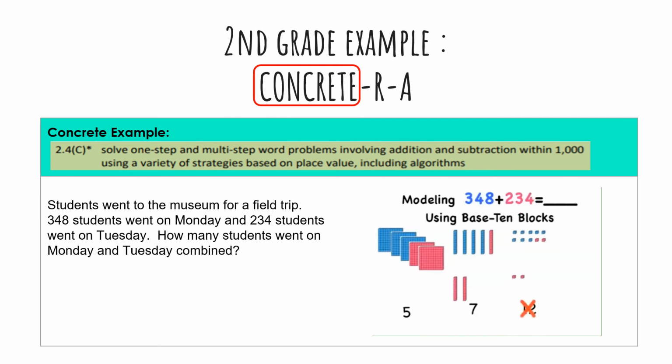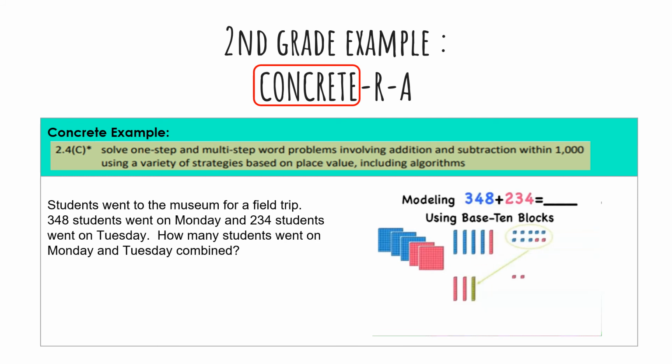We can't have 12 ones, so that means we need to do something different. What we need to do is called regrouping. This means that we need to regroup 10 ones and trade them for 1 ten. So let's look at how this happens. We're going to trade 10 ones and regroup them into 1 ten.